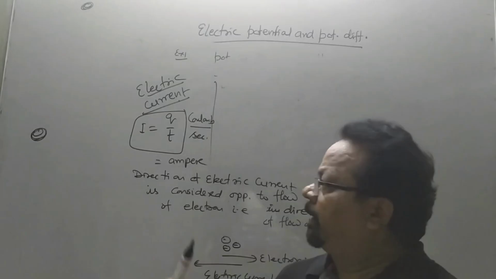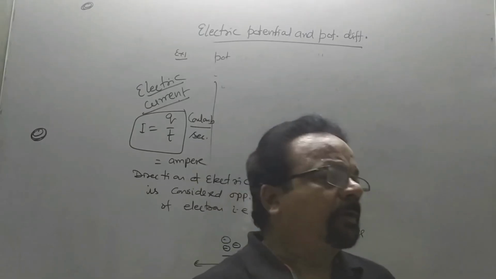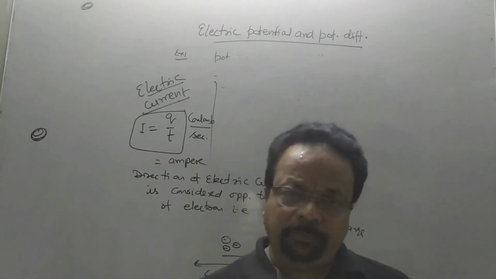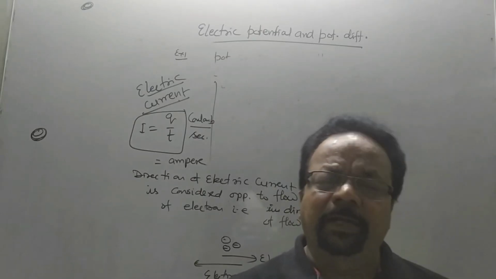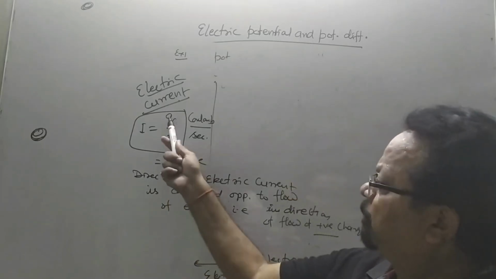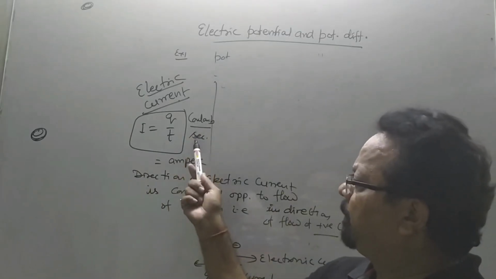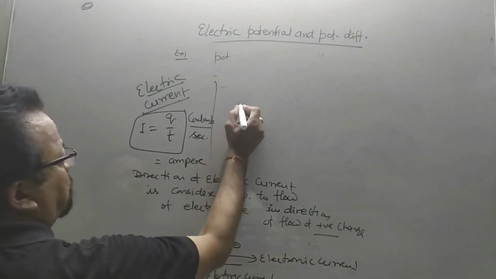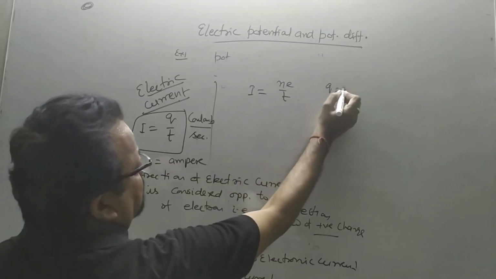After that, electric current. Current is a general word. Current may be current of water, current of ants, current of students, and so on. But if charge flows in a particular direction, this is the current of charge, that is, electric current. Mathematically, it is defined as the rate of flow of charge. I is equal to Q upon t. Q means coulomb, t means second, coulomb per second, 1 ampere. Now you can also write I is equal to ne upon t, since Q is equal to ne.